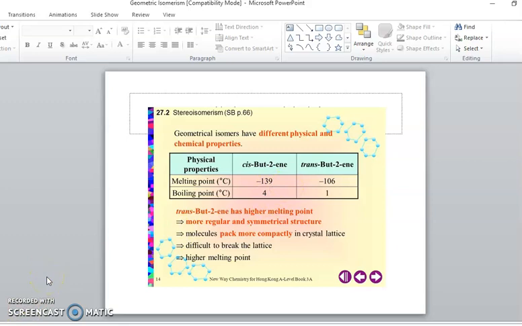So that's all about the physical properties and also about geometrical isomerism. And we'll discuss optical isomers in the next class.